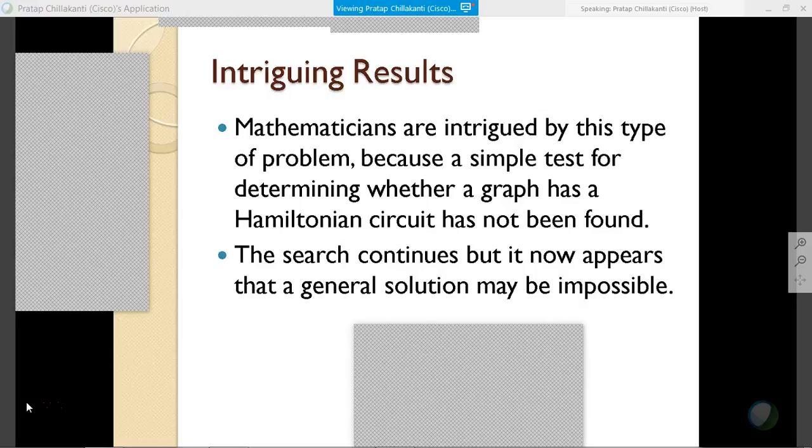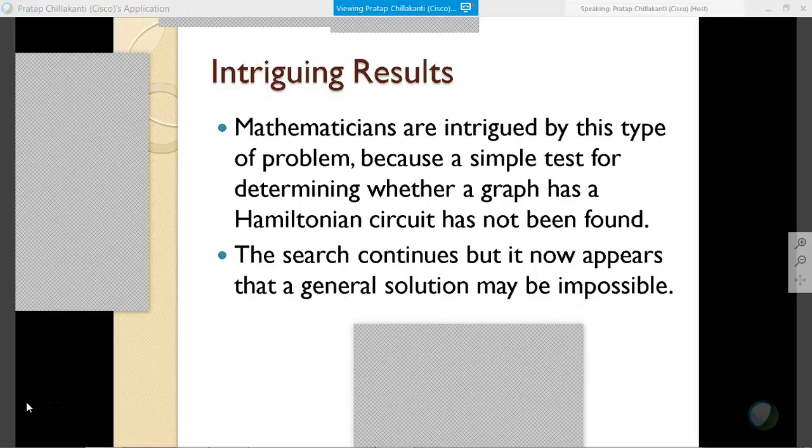Can NP be equal to P? No one can prove it. That has not been proved yet. So there's a lot of theoretical analysis of P and NP and NP-hard and so on. But kind of like going away from the topic, okay?